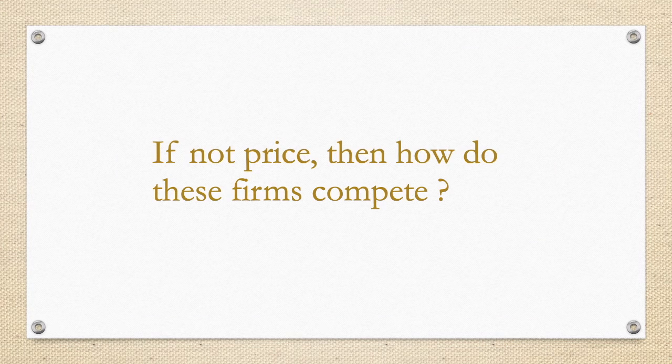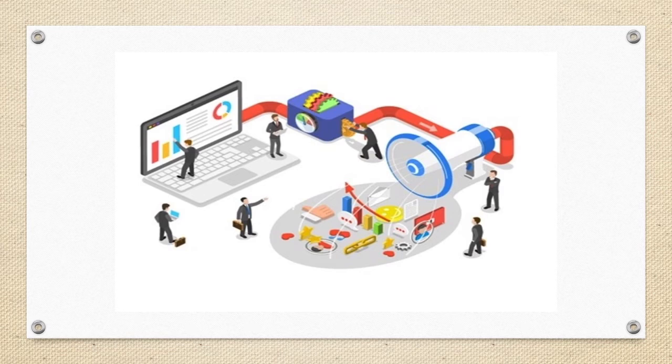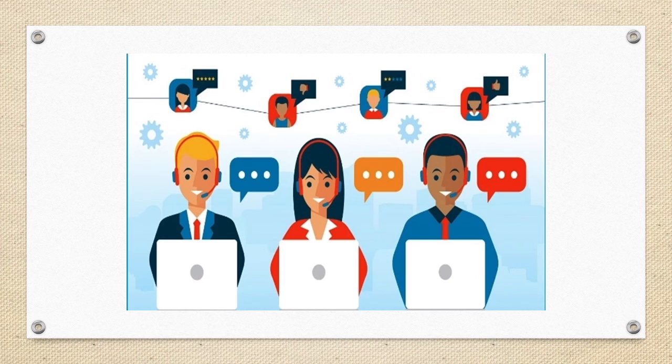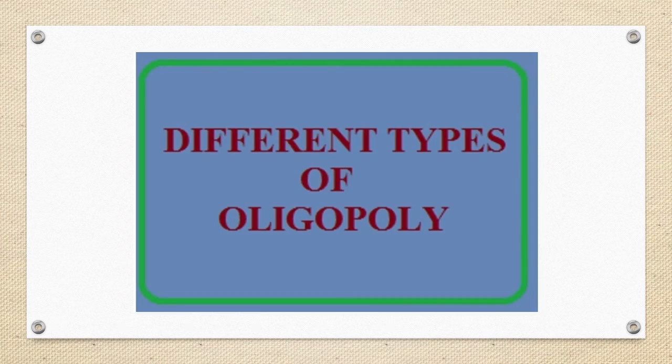But now, the question arises, if not price, then how do these firms compete? The simple answer to this is that firms adopt various sales promotion techniques such as advertisement, better customer services, etc. to enhance its position in the market. Now let us have a look at different types of oligopoly.